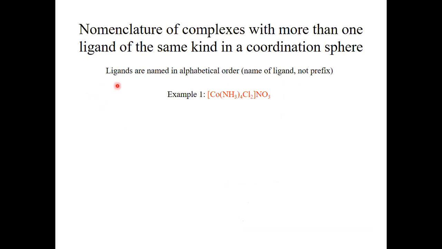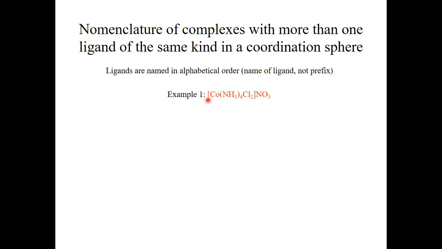Now we can also have several different ligands coordinating to a metal. In this case, we name the ligands in alphabetical order. Note here that the name of the ligand counts, not the name of the prefix. So here's one example for that.